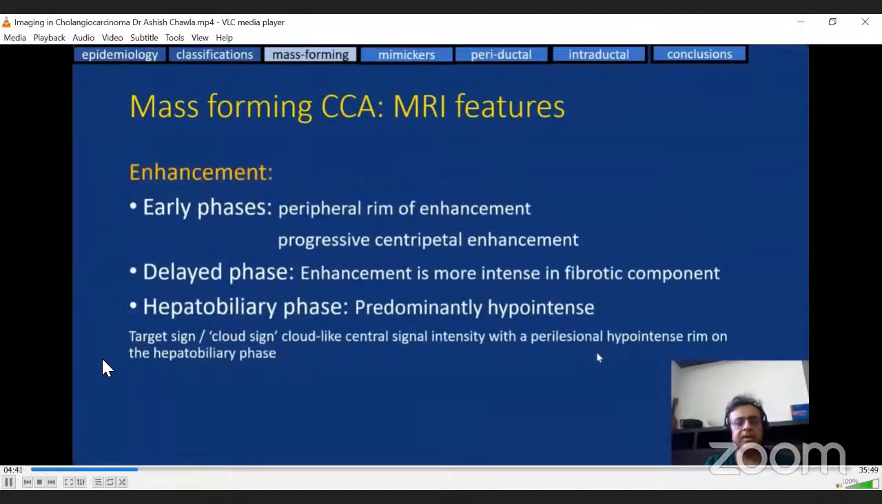The enhancement pattern is quite characteristic. In the arterial phase, they show a peripheral thin rim of enhancement with progressive centripetal enhancement in the subsequent phases. In the delayed phase, there is more intense enhancement. They are predominantly hypointense on the hepatobiliary phase. And I'll talk more about some interesting signs on the hepatobiliary phase.